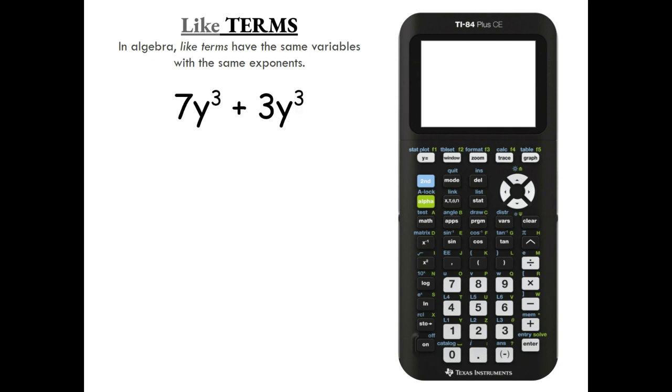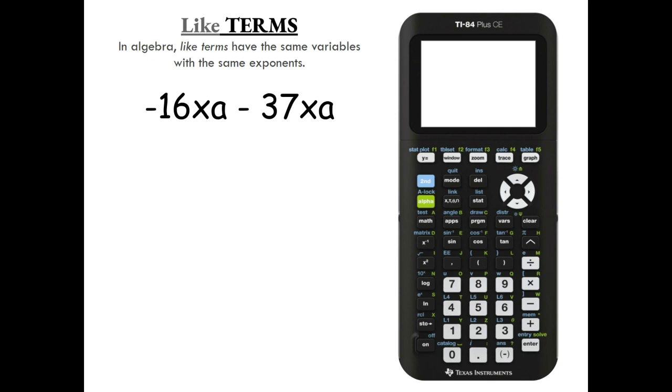7y cubed plus 3y cubed, they have the same variable with the same exponent, therefore they are like terms. 7 plus 3 is 10y to the third. 5x cubed plus 2x squared, they have the same variable but different exponents, so therefore you cannot add them together. 4x to the fourth plus 3y to the fourth, they have the same exponent, but they have different variables, so therefore you cannot add them together either. So it just remains the way it's written.